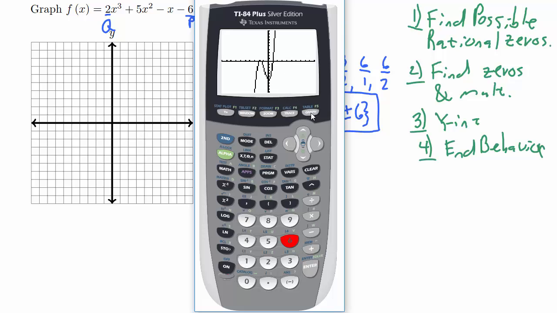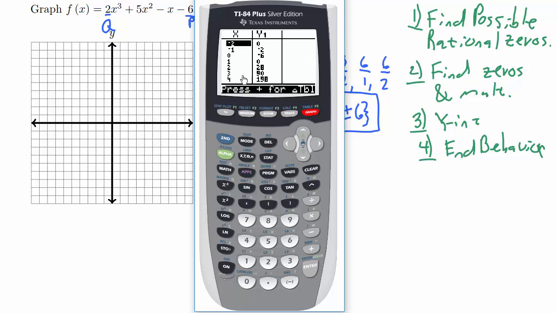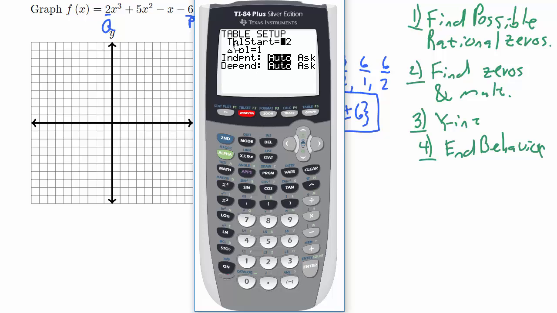So what I'm going to do is I'm going to go to my table. It's right here, so I'm going to press second graph, and that's going to take me to the table. Now, if you see some weird numbers over here, go to your second window right here, which says table set. And the first number is the table start. In other words, it's what number you're going to see first on the x value. So I'm going to put -5 just because, you know, random reasons.